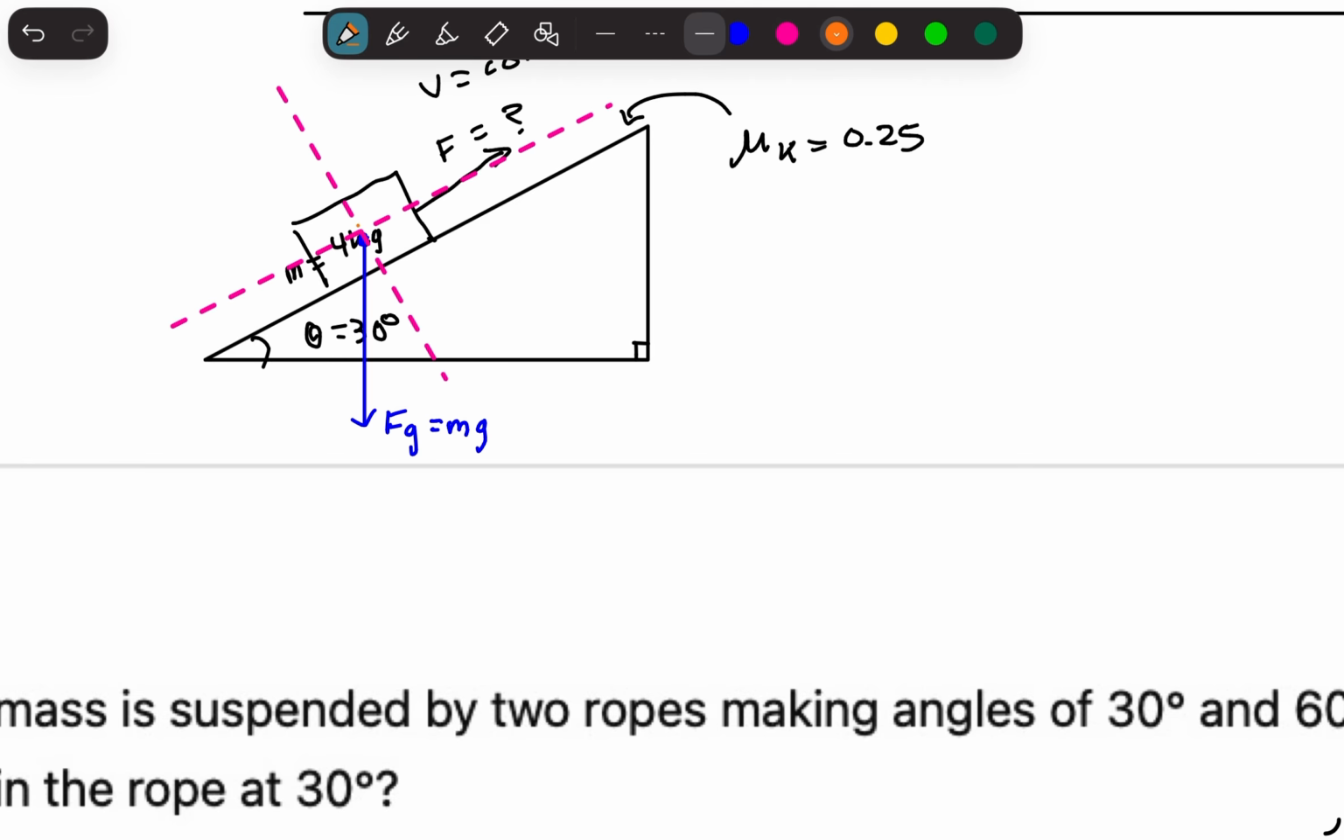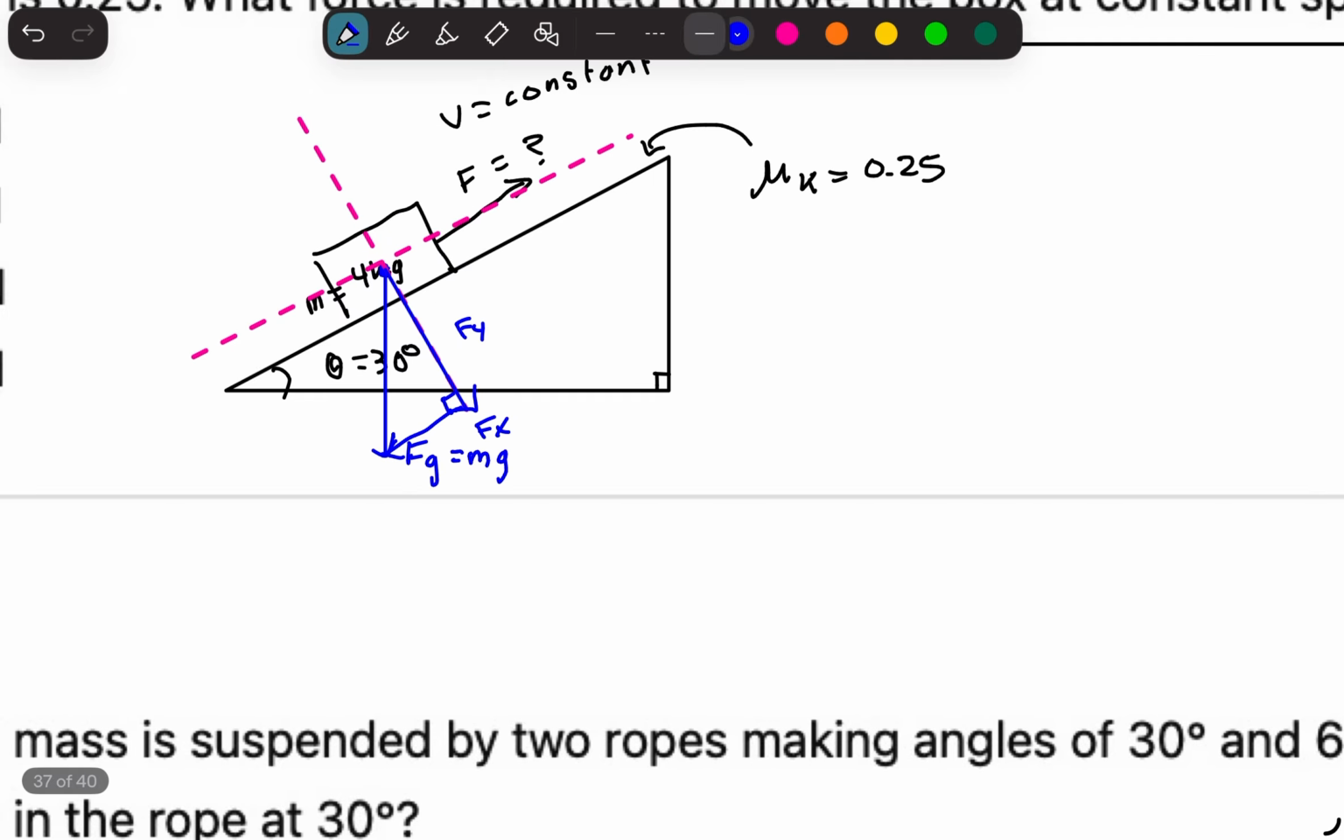So that means that your FG can be broken up into a vertical component and also a horizontal component. So you have, upwards from the ground, your normal force like that. And you also have friction that is in the opposite direction of your motion. Say here, μk is equal to 0.25. That is your force of friction.